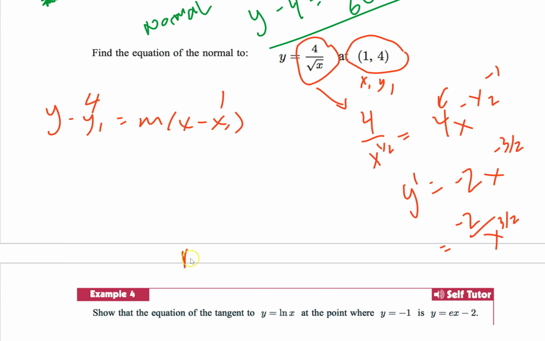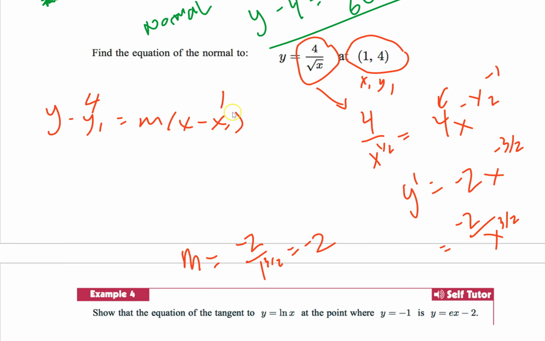So if I plug in 1, my slope's going to be negative 2 over 1 to 3/2. Doesn't matter, it's just negative 2. Now again, that would be my normal line. I'm sorry, I keep on doing that. That would be my tangent line. Right, I haven't flipped it yet.